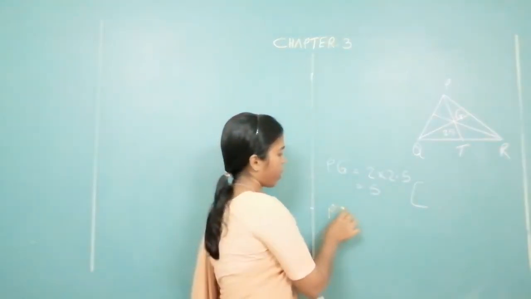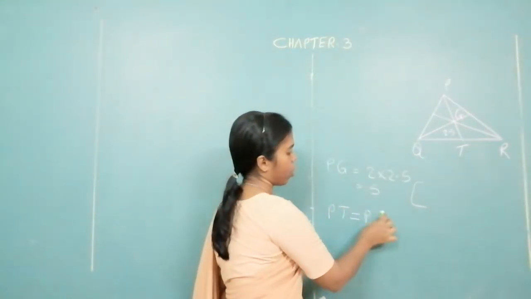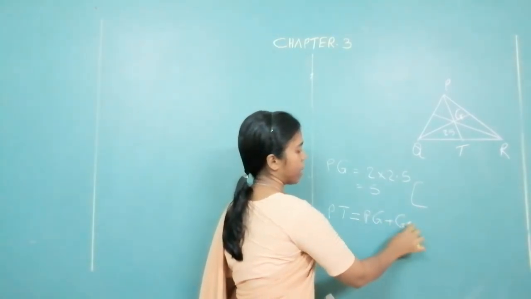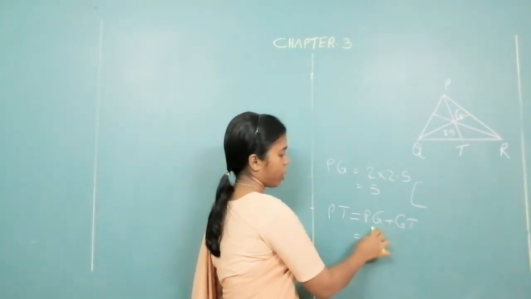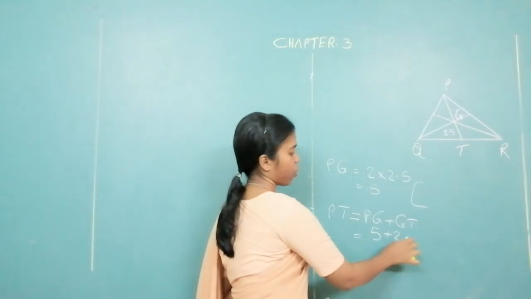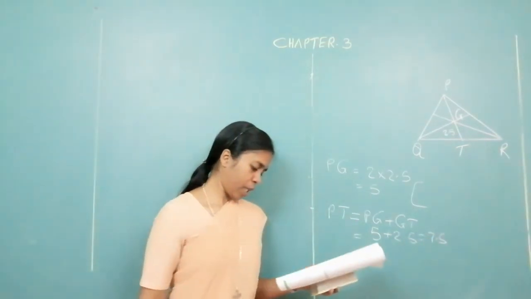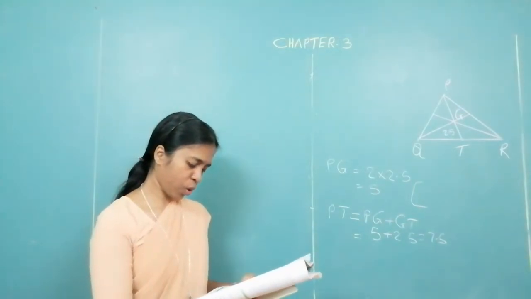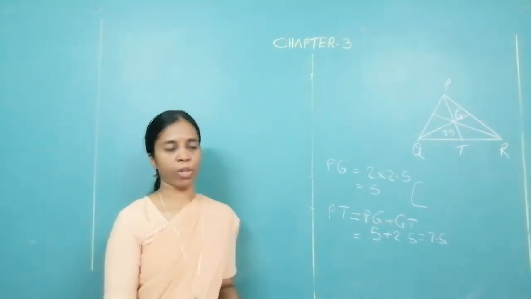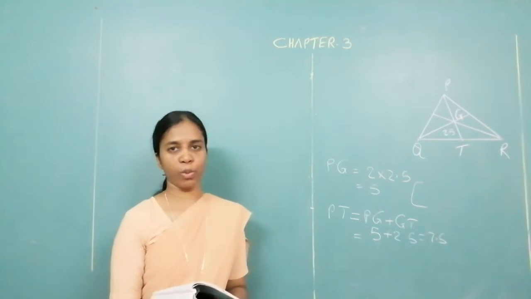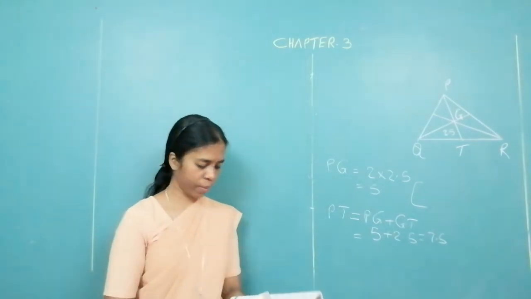Next, you are supposed to find out PT. PT is equal to PG plus GT. How much is your PG? 5 plus 2.5, that is equal to 7.5. Again, units are not given to you, so you will be writing it in the form of units. 7.5 units. Okay, that is what you will write.